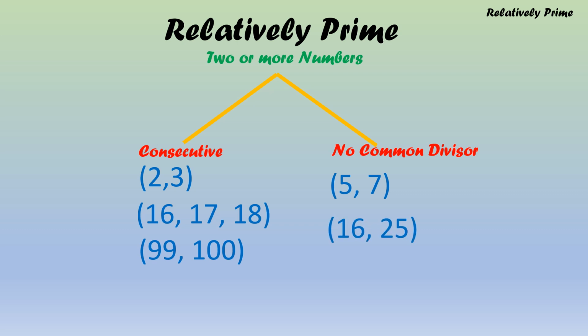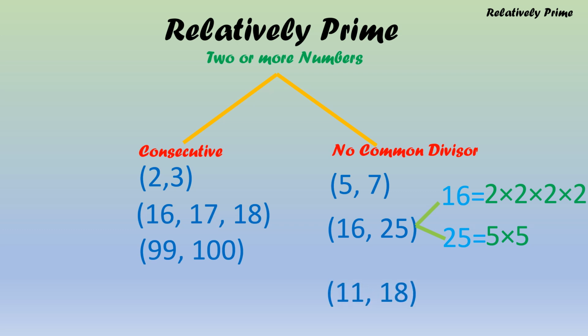Let's take another example. 16 and 25. The prime factorization of 16 is 2 times 2 times 2 times 2. And the prime factorization of 25 is 5 times 5. So here, 16 and 25 have no common divisors. So 16 and 25 are relatively prime numbers.